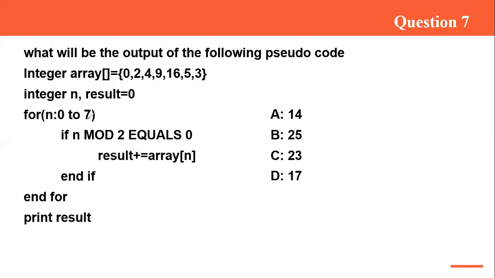Okay. So now they are asking n mod 2 equals 0. Means even indexes. What are the elements at even indexes? Index 0, then 1 will not be considered, 2 will be considered, index 2, then index 4, then index 6 also. Right? That means what? 0 plus 4 plus 16 plus 3. What is that?